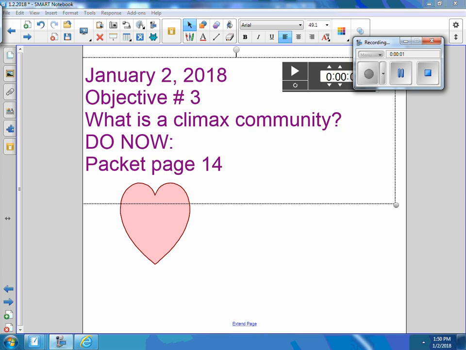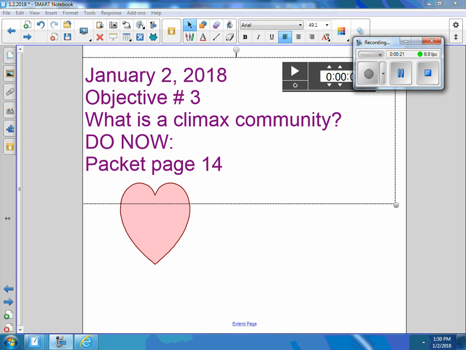New Year. Today is January 2nd, 2018. Salik, would you like to come up and read the objective for us today? Okay, come. Hustle. All right. Today's objective. Go ahead. And then read the do now.